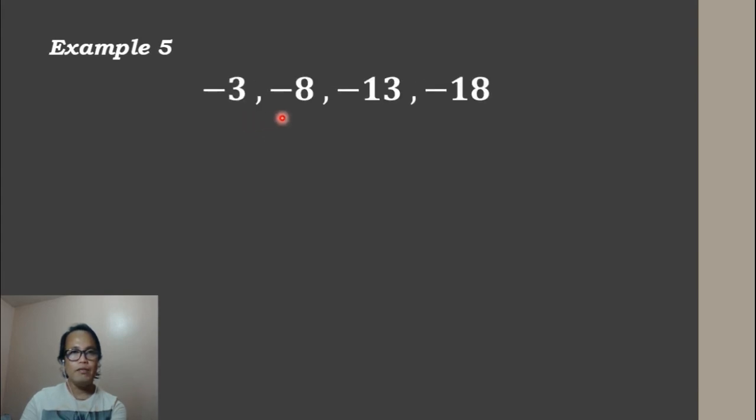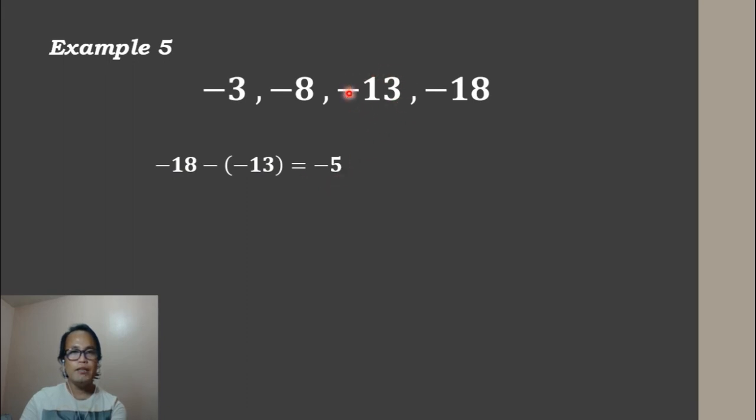Now, next example. Example number 5. We have negative 3, negative 8, negative 13, and negative 18. So the same process. We start with negative 18 minus negative 13. So we proceed to the rule on addition. This becomes plus because we are all negative. So negative 18 plus 13 is negative 5.